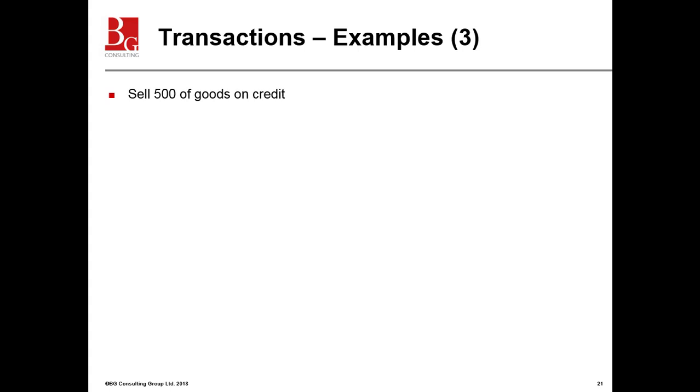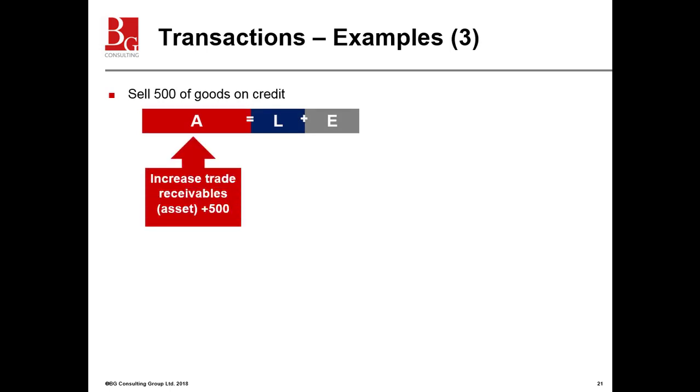Let's look at another example. We sell 500 of goods on credit. So that means we make sales to customers and we tell them that they don't have to give us the cash now. We might offer them credit terms, 30 days to pay us. This time there is no cash impact. Instead, we have to increase an account known as trade receivables by 500. Trade receivables is also known as trade debtors, people who owe us money, shown as an asset because we're expecting them to pay within whatever our credit terms are.